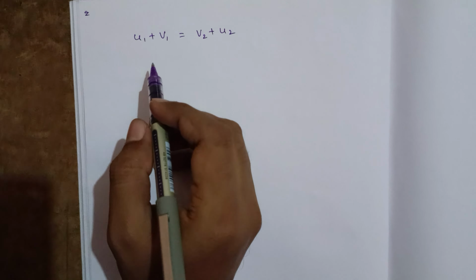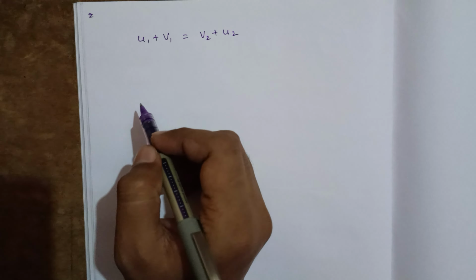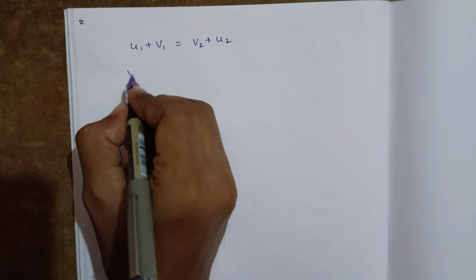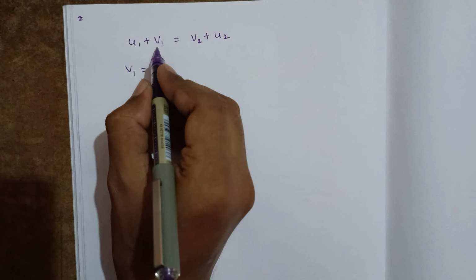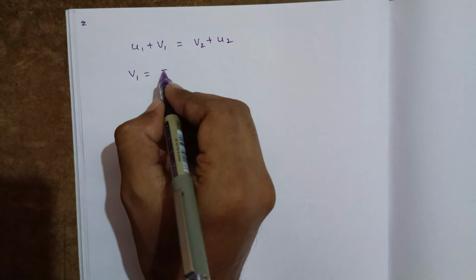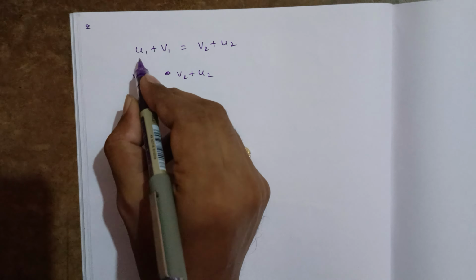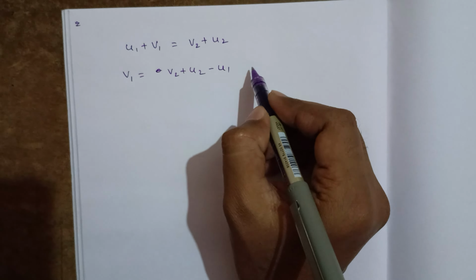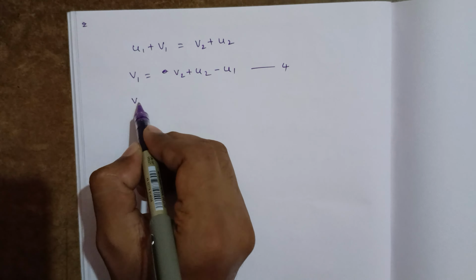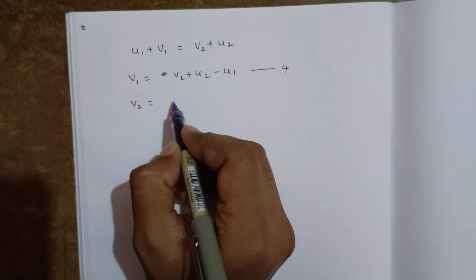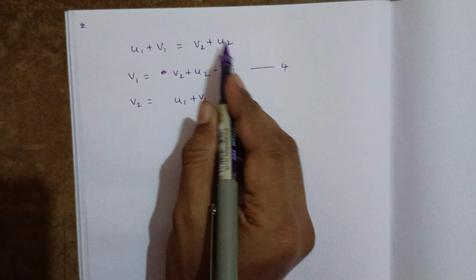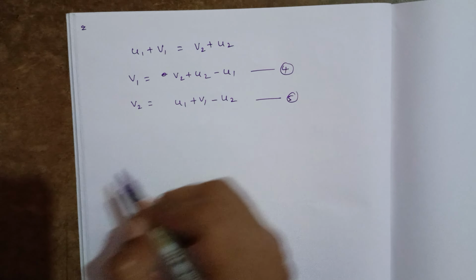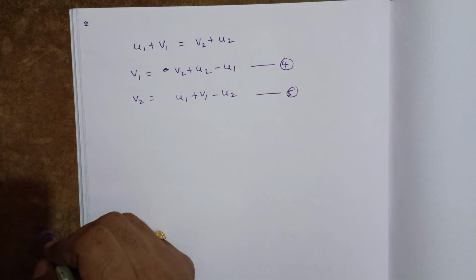Now we should find the formula for v1 and the formula for v2. To find v1, first I am writing v1 equals v2 plus u2 minus u1, which we can take as equation 4, and v2 equals u1 plus v1 minus u2. This is equation 5. Equation 4 and equation 5.